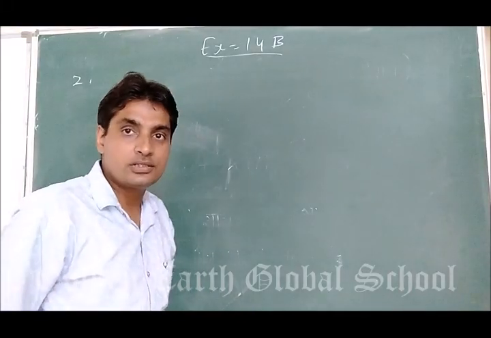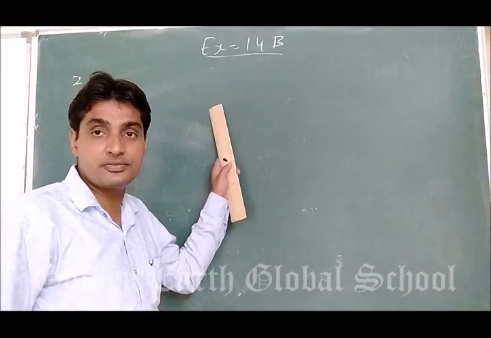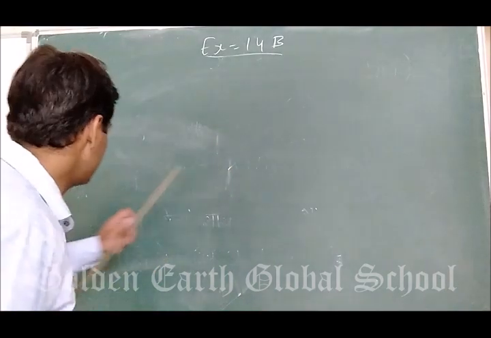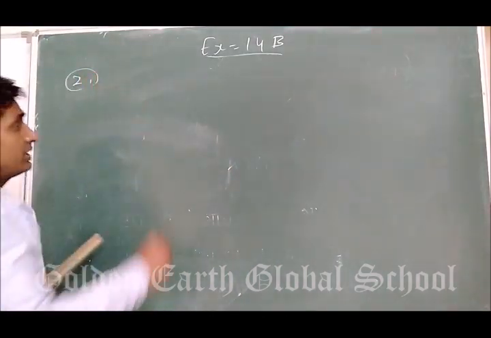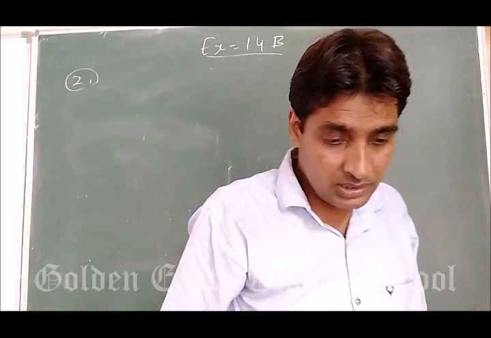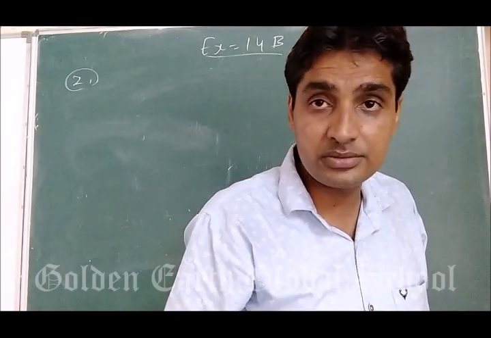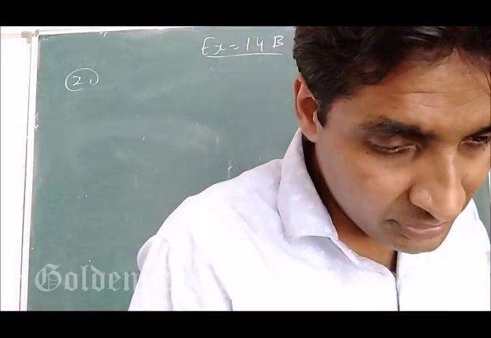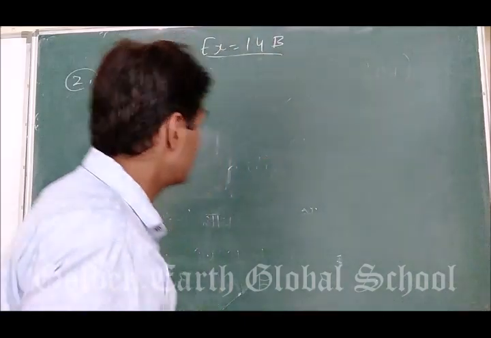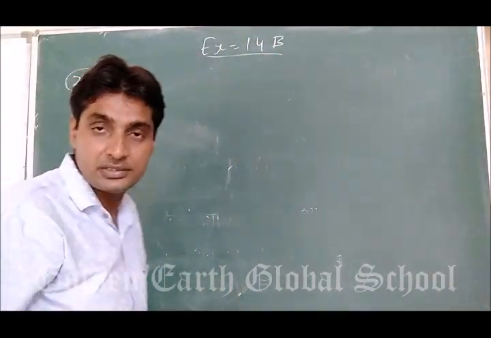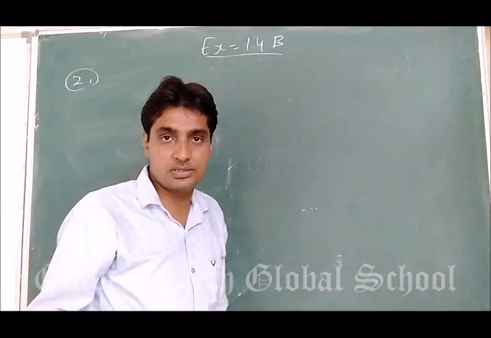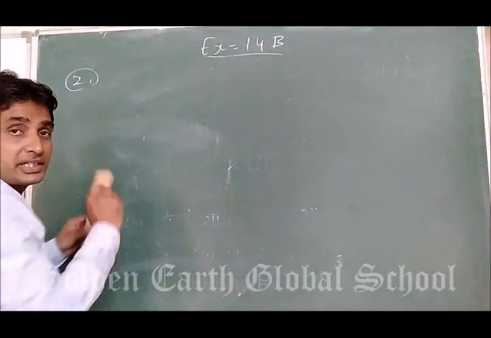Hello students, today I will explain exercise 14b. So which is very easy. In first question you have to draw the length 6.9 centimeter using ruler. In second question we have to draw the length 5.8 with the ruler and compass. Okay, so I will start with second question.